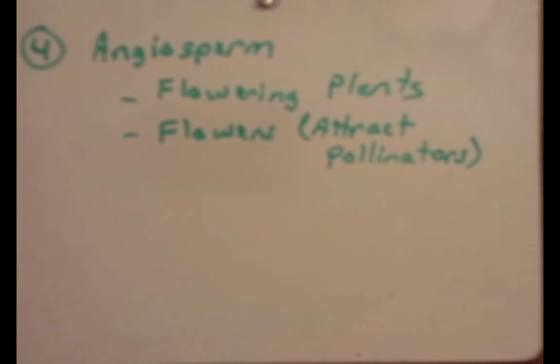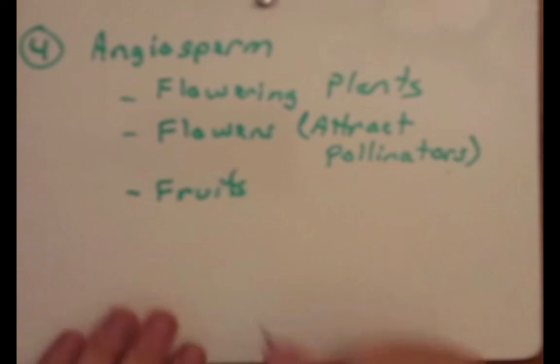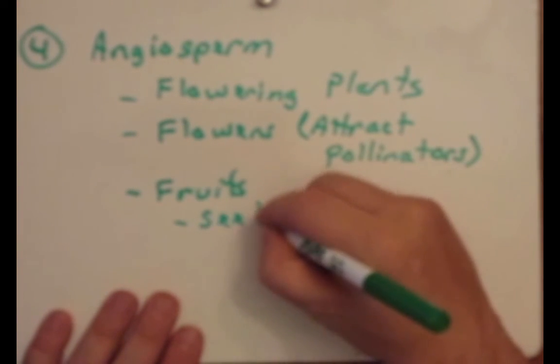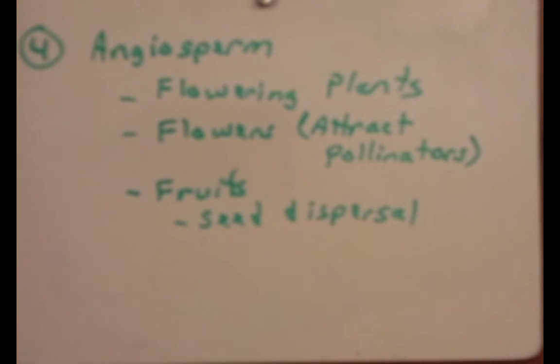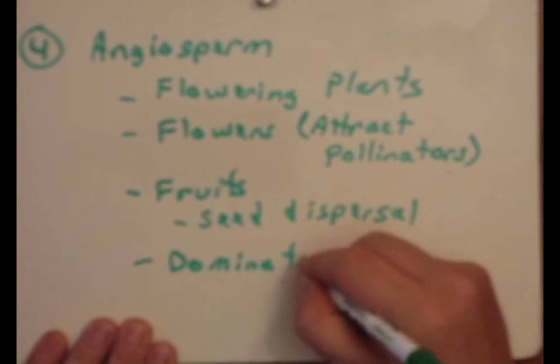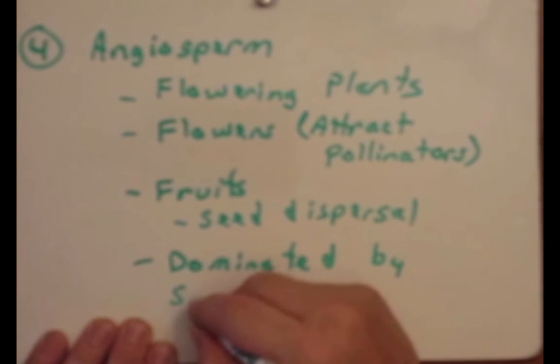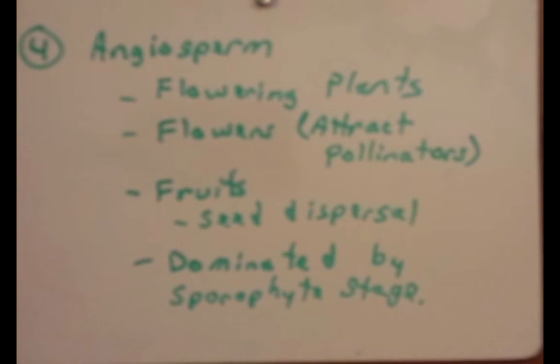Pollinators are like bees and birds that move pollen from one plant to another plant, from one flower to another flower, and this helps exchange genetic material. They also have fruits. Fruits help in seed dispersal. Finally, just like the other vascular plants, they are dominated by the sporophyte stage. And that's all you need to know from Objective 5.